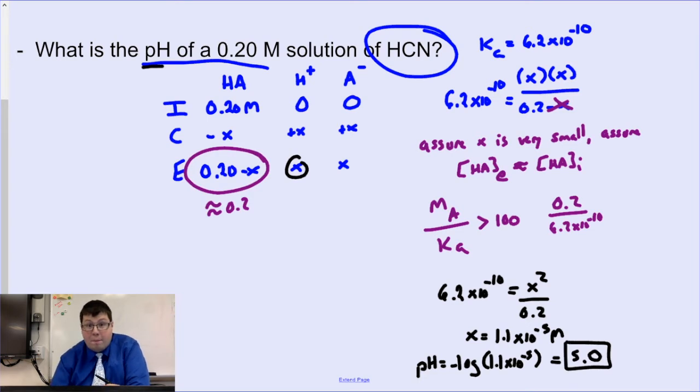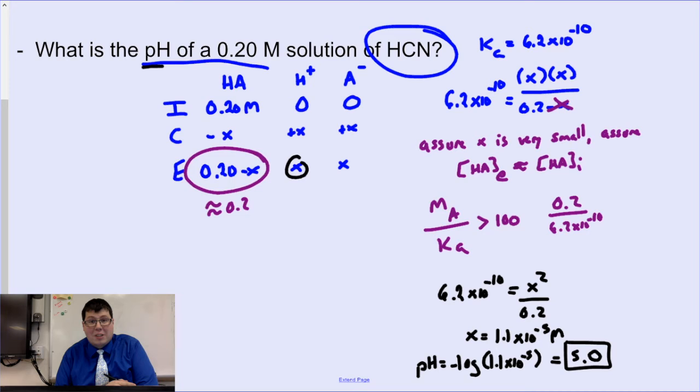Now something you should notice is that this pH is a lot greater, a lot higher, less acidic than those strong acid pHs we saw. And that's because very little of it dissolves into solution. And so a pH of 5 is much more reasonable for our weak acid here than it would have been for our strong acids we saw previously.